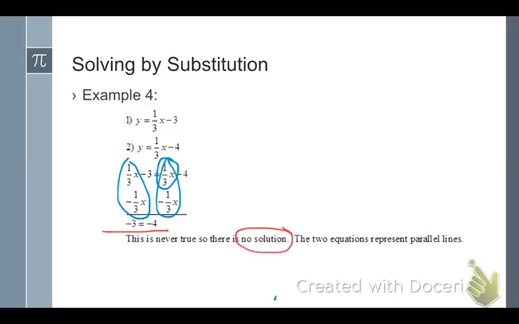Now, if I had gotten negative 3 equals negative 3, that's always true, so that would be the case where there's infinite solutions. But in this case, I get a false statement with two numbers, so it's not true. Let's move on to the next problem.